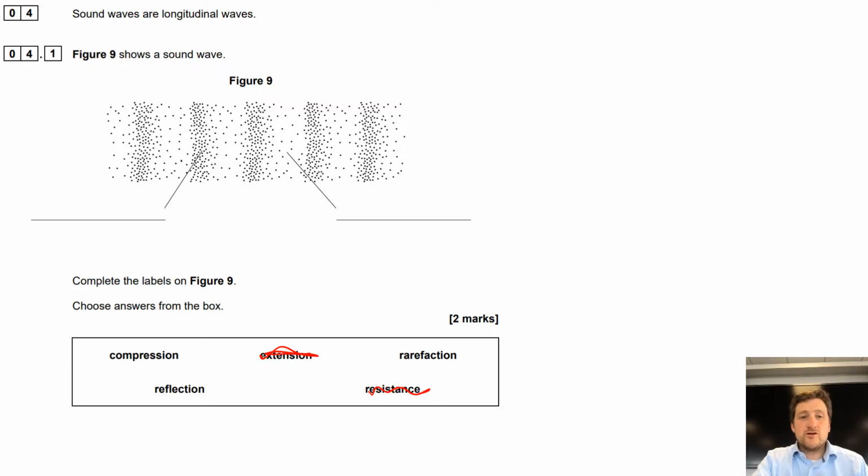Now, one of the words seems obvious. Compression is where things are pushed closer together, and that has to be compression. Okay, so we know we've got compression done. Now, reflection is where something is changing direction, so it cannot be reflection either. It has to be rarefaction. So we can do it where you should absolutely know those words anyway, but also it can't be any of the other ones anyway.